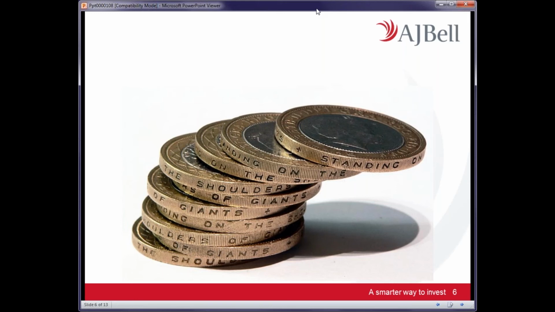And this isn't a new phenomenon. I could take you back to the 17th century, where this was quite a common occurrence. You're looking at a picture now of a current £2 coin with that inscription around the edge, standing on the shoulders of giants, which was put there by Sir Isaac Newton. Sir Isaac Newton, one of the greatest human beings ever to walk the planet, but certainly the greatest physicist of all time.